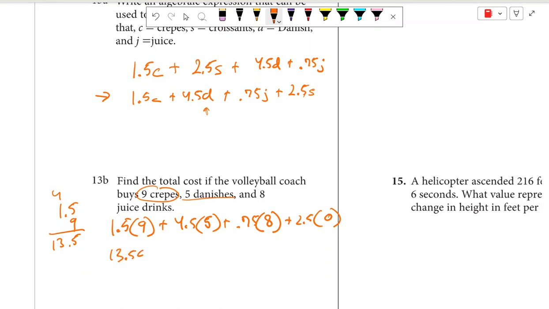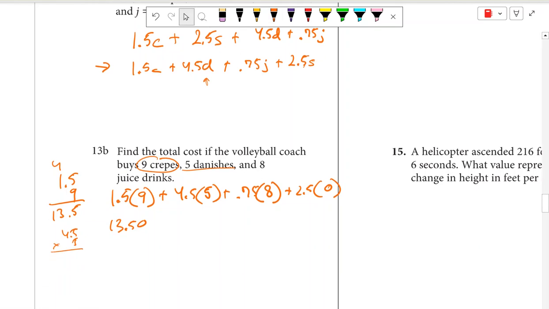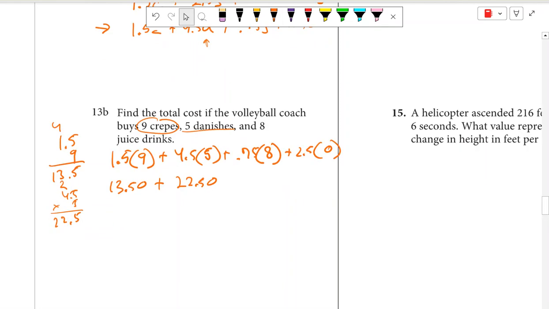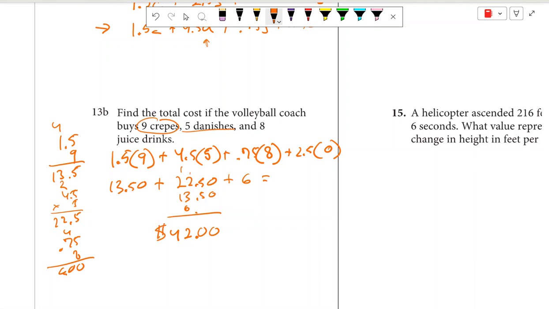So it's $13.50 for the crepes. 4.5 times 5. It's $22.50 for the danishes, and for the juice, that is $6. You add up all these together, $42.